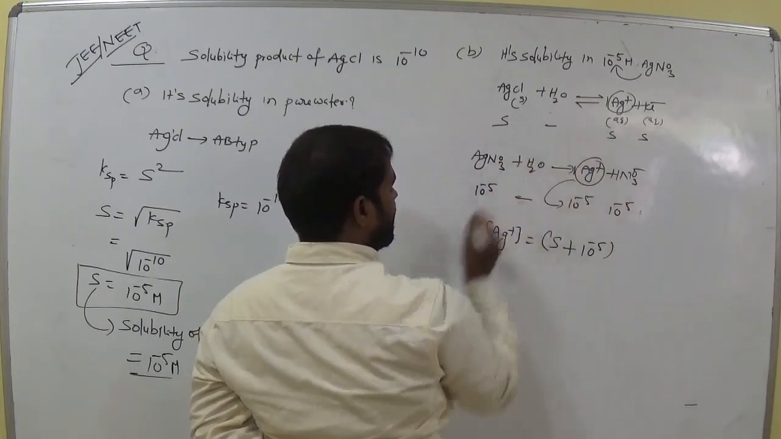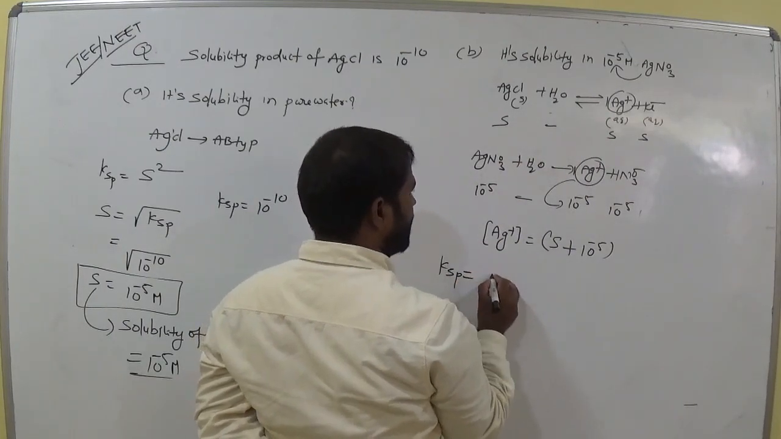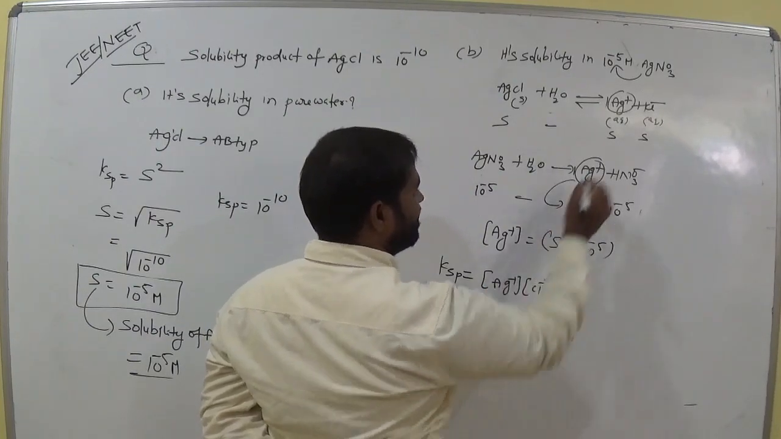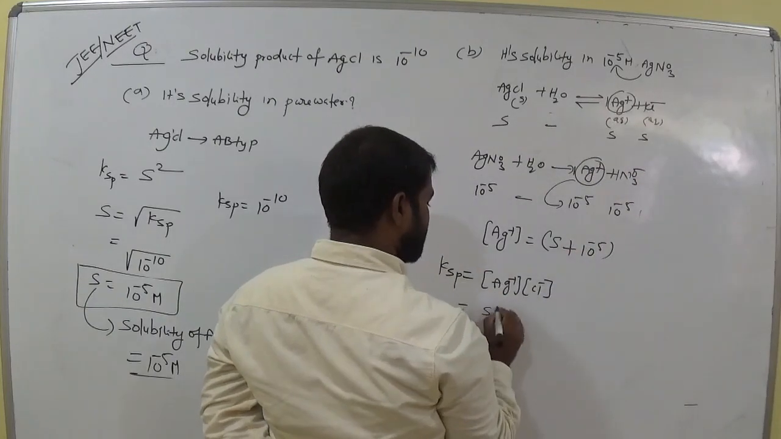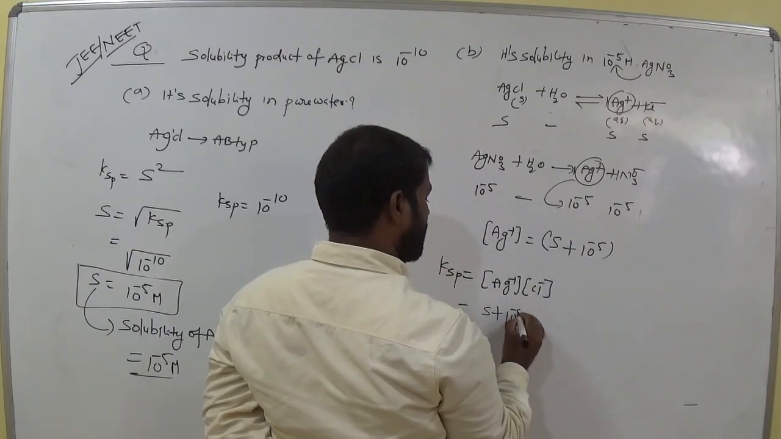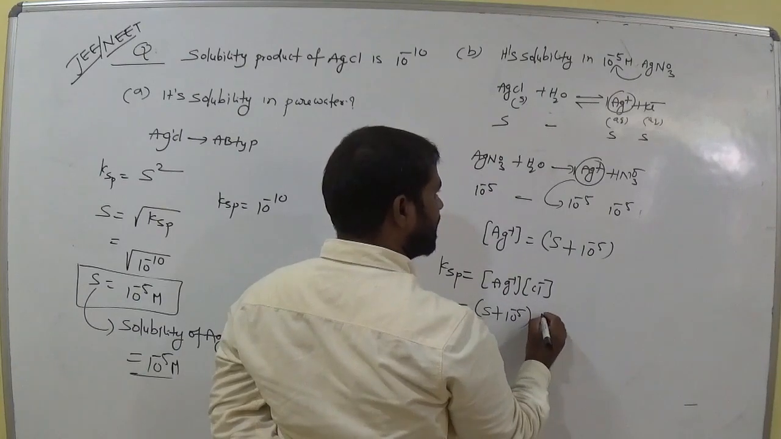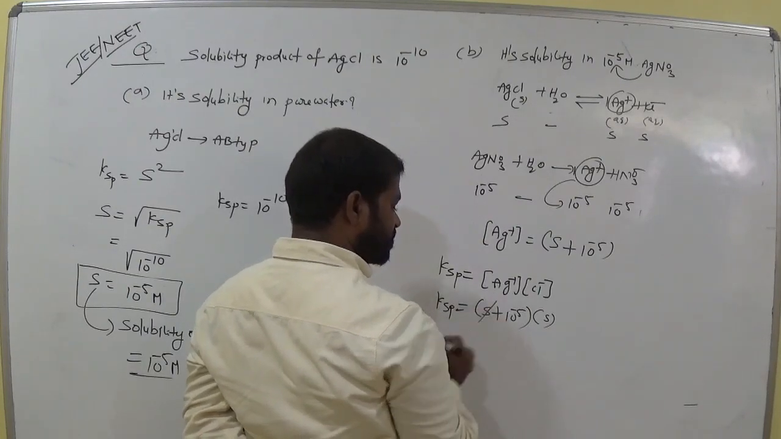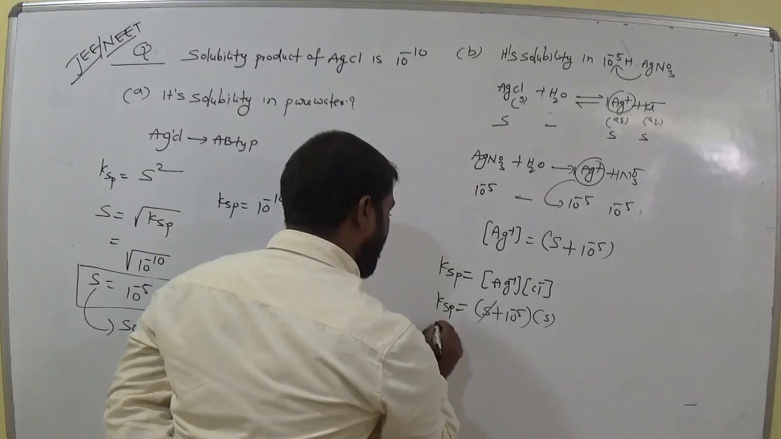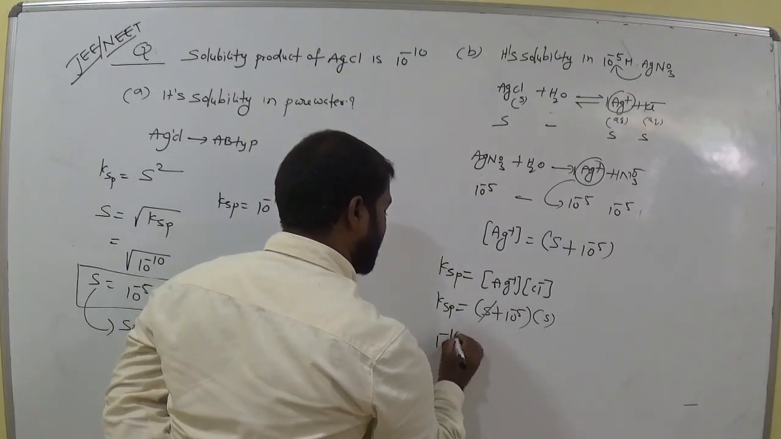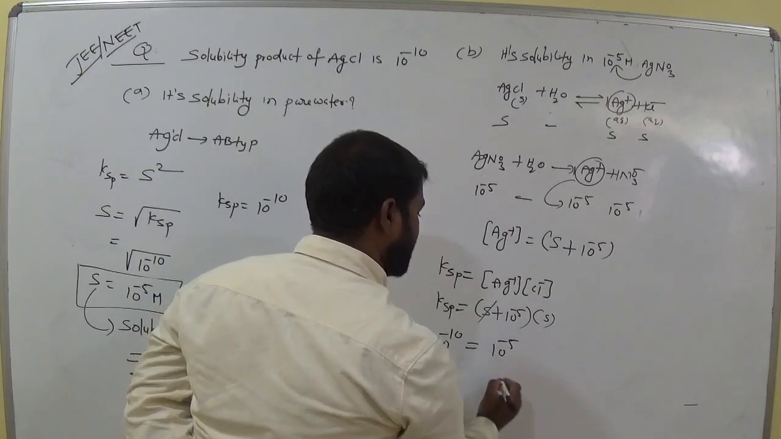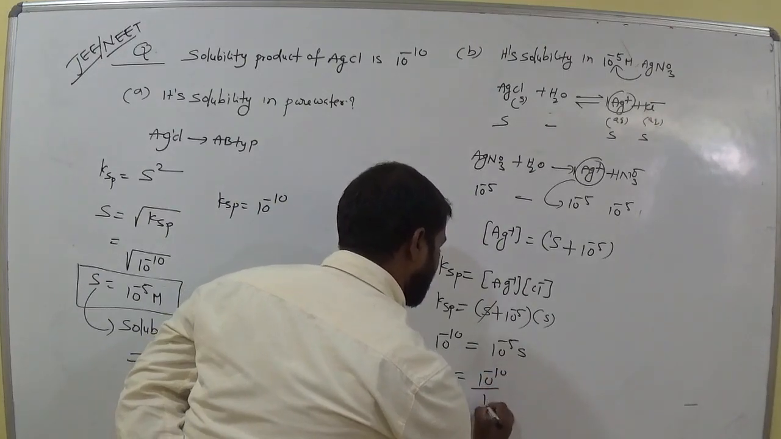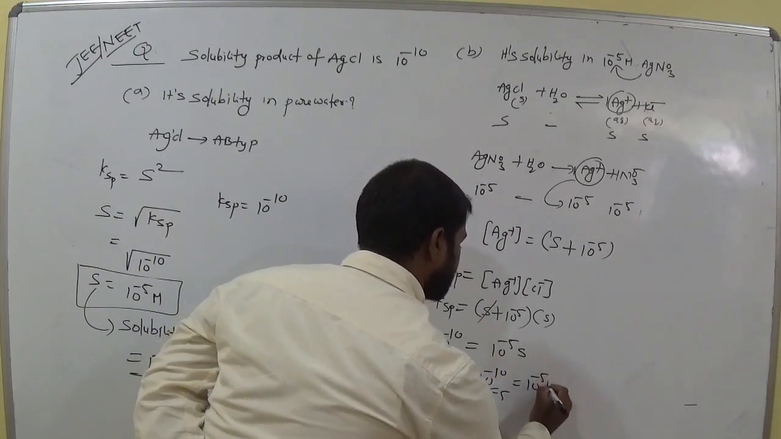Okay. Now write the KSP for the first one, that is Ag plus and Cl minus, am I right? What is Ag plus? S plus 10 power minus 5, am I right? Now what about Cl minus? This is S, am I right? KSP. So neglect this one. Now KSP is already given, how much is it? 10 power minus 10. So now it is 10 power minus 5 into S, am I right? Now S equals to how much? 10 power minus 10 by 10 power minus 5. Clearly 10 power minus 5 molar.